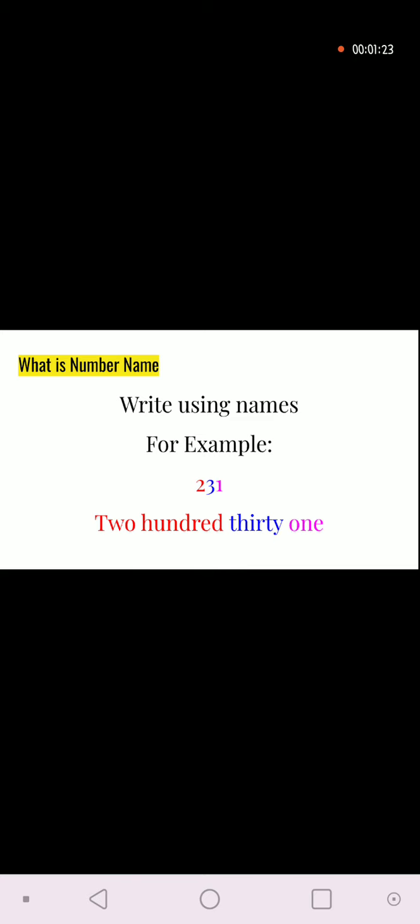For example, the number 231 is 231. The place value of the 2 is in the hundreds. The place value of the 3 is in the tens, and the place value of the 1 is in the ones.